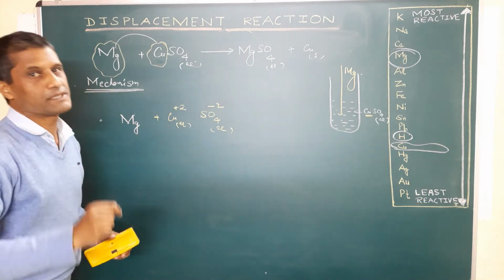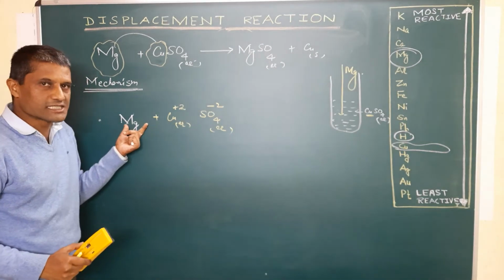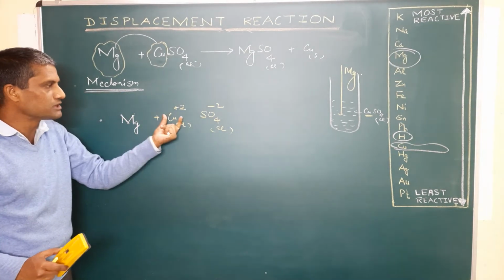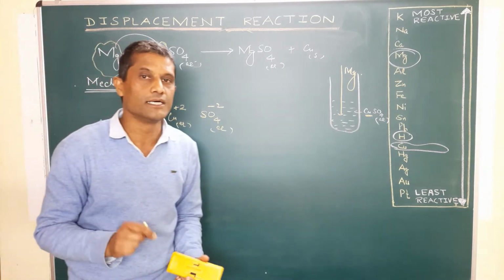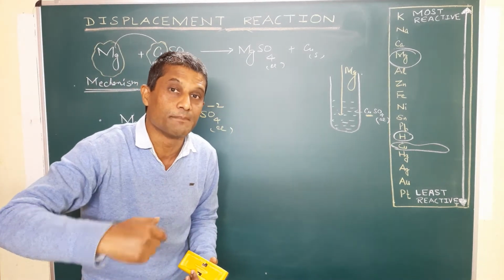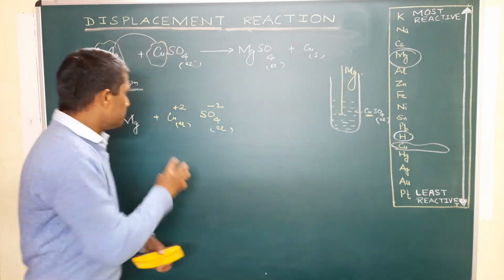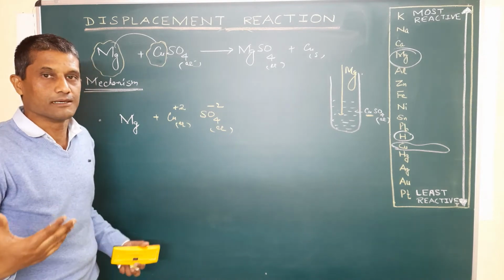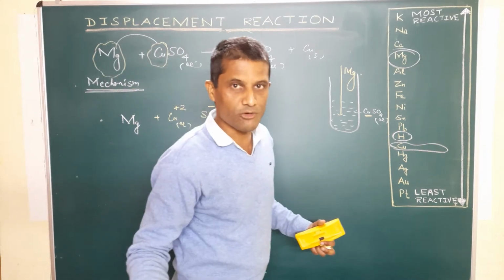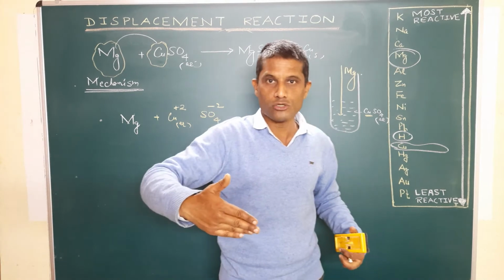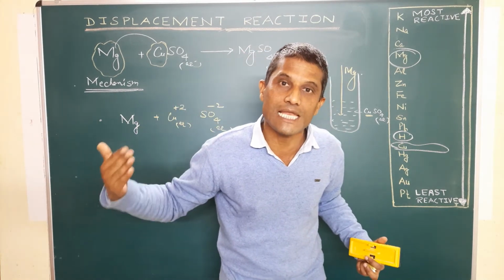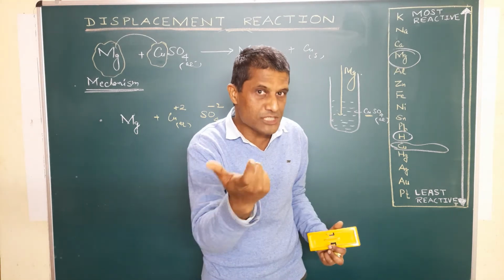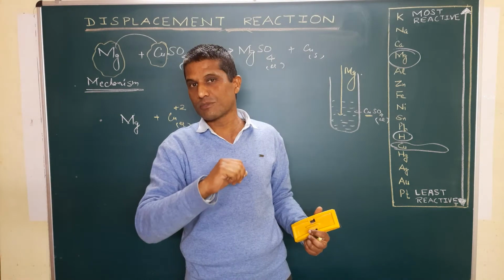Now how is the displacement going to take place? That very metal will displace the other metal which is less reactive. You know, magnesium is more reactive than copper. It means magnesium will carry out the displacement. But how? Remember, magnesium has more electropositive character. What is electropositive character? The tendency of a metal to lose electrons in order to acquire the stable electronic configuration of the nearest noble gas, thereby becoming a positively charged ion, is known as the electropositive character.